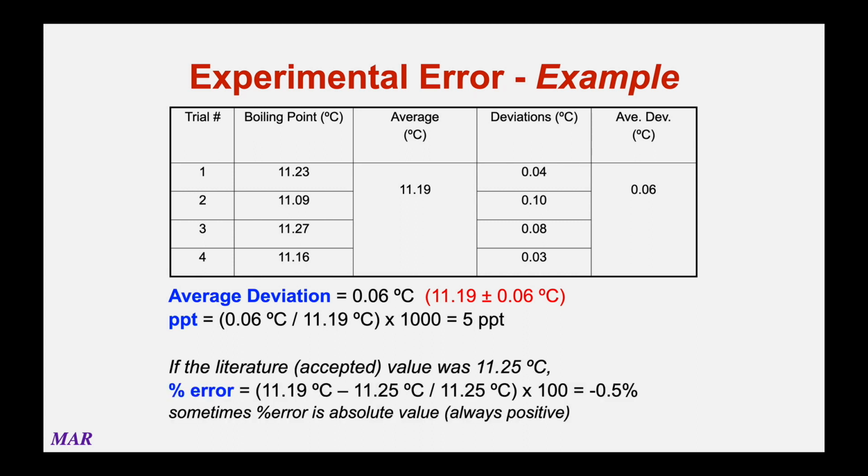And if the accepted value was 11.25, the percent error would be, again, the difference between them divided by the accepted value times 100. Percent error sometimes is absolute value, which means always positive. I put it here in the negative version just so you know what it's like. You should be good to go. We'll do these things in lab. So if right now you're like, blah, blah, blah, then don't worry about it because we're going to do it in lab. And it makes a lot more sense, in my opinion.